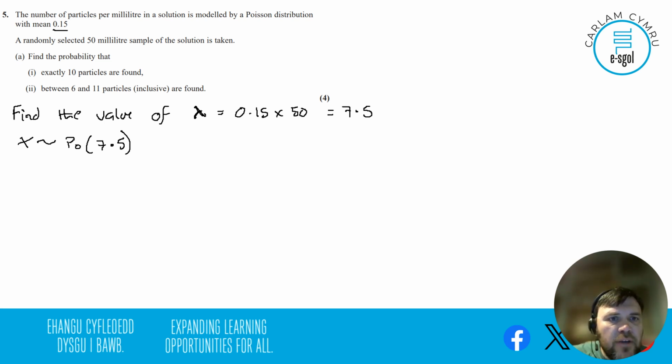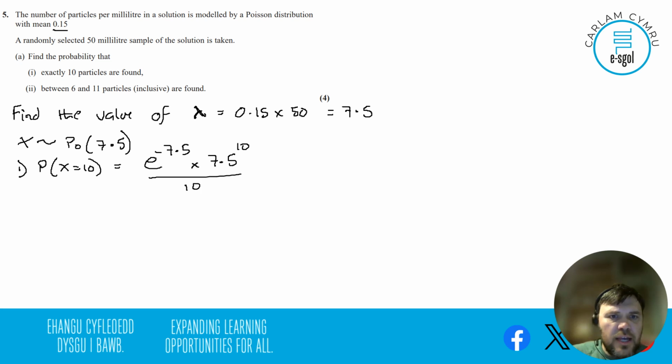Again, find the probability that exactly 10 particles are found. For part 1, once we've stated the distribution at the top, we would say P(X = 10) is e to the minus 7.5 times 7.5 to the power of 10 over 10 factorial. Remembering 10 factorial means 10 times 9 times 8 times 7 times 6 times 5, and so on, and it is a button on the calculator, and that is equal to 0.0858.